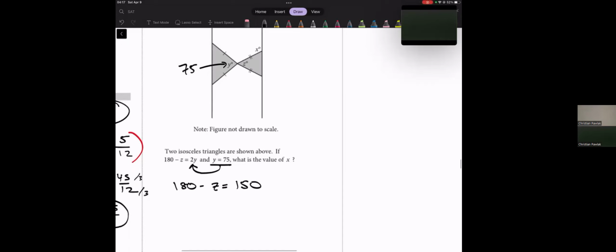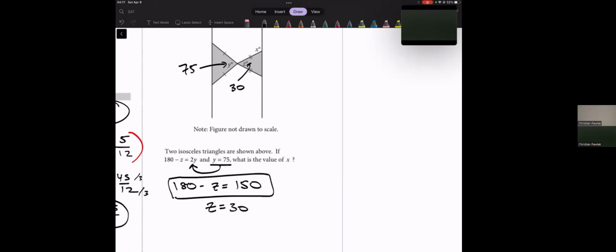150. So ask yourself this. You don't actually have to solve this. Just ask yourself, what is 180 minus what equals 150? Well, obviously, z must equal 30. So that's this angle right here. That angle is 30.